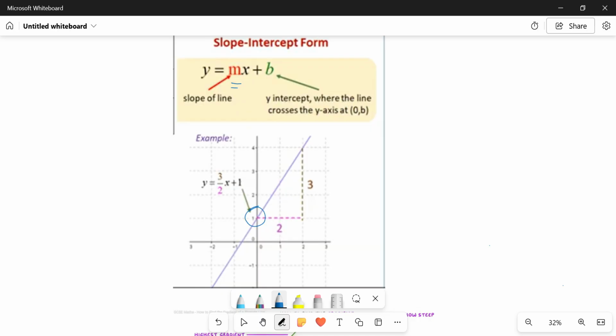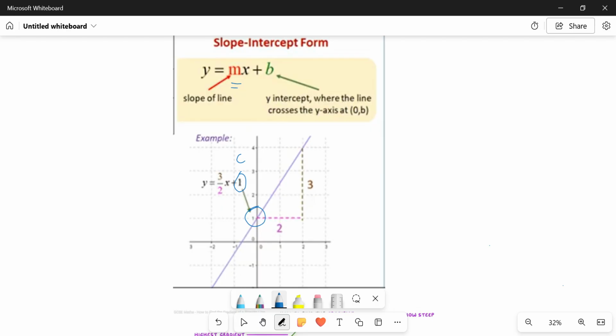This is c actually here, right? This one is c. So here the y-intercept is 1. So this is called c, you can say c or you can say b also. So this value of b or c is always constant, always fixed. Okay. And what is this 3 over 2? 3 over 2 is the gradient here.